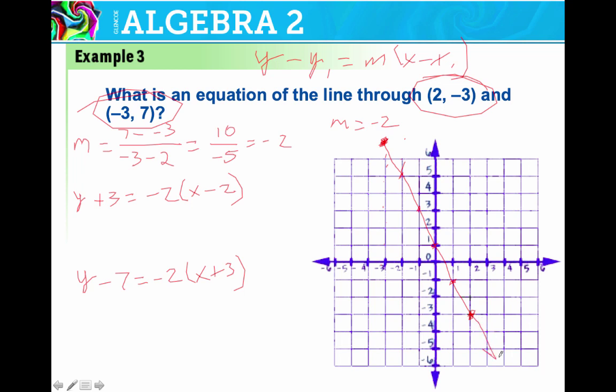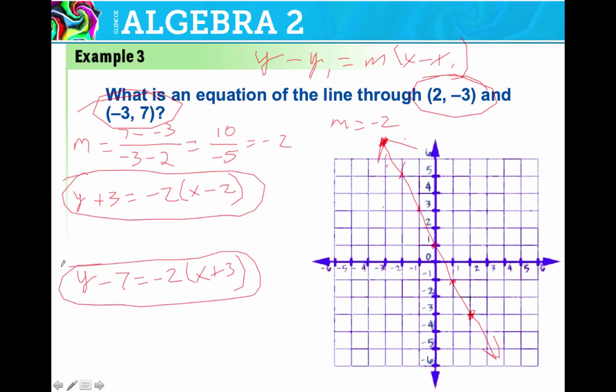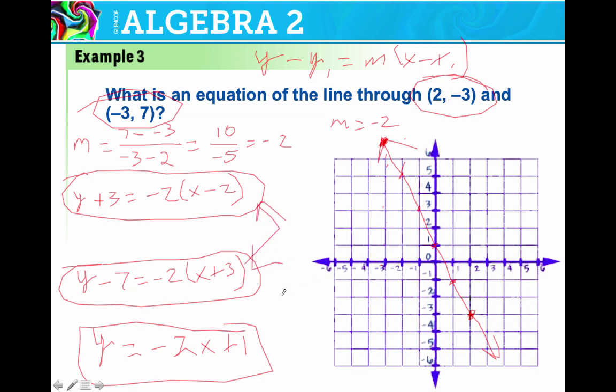But this is what my graph looks like. Either of these would be acceptable. And if you rearrange both of these, you will end up with exactly the same y equals mx plus b. We will end up with y equals negative 2x plus 1. If you rearranged either of these, they both end up with the same y equals mx plus b. So given 2 points, it's often easier to write the equation of the line in point-slope form and then just transform it over to slope-intercept.